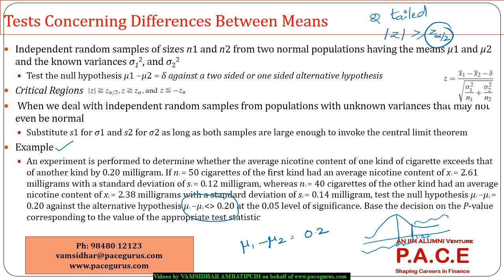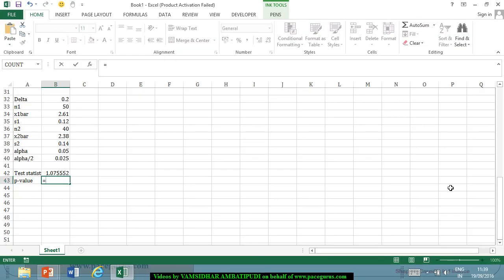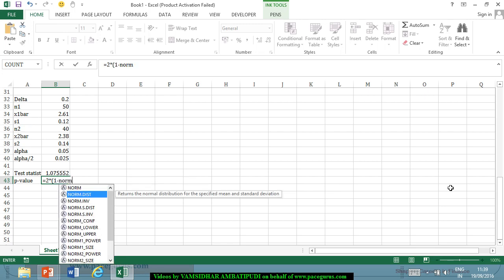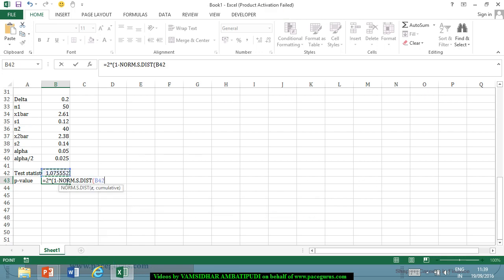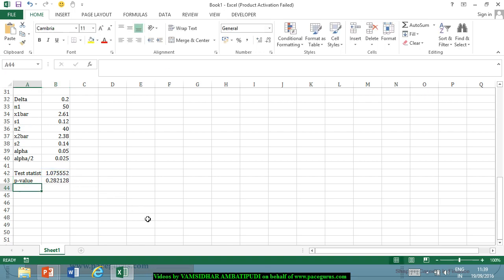So I will take it as 1 minus whatever I get through NORM.S.DIST, and I'll double it. That is what will give me the p-value. So I'll take it as double of 1 minus the NORM.S.DIST function associated with this z value. In this case, it is working out to around 28%, right? The 0.2821. So this is the p-value. P-value is greater than the significance level alpha, 0.05.